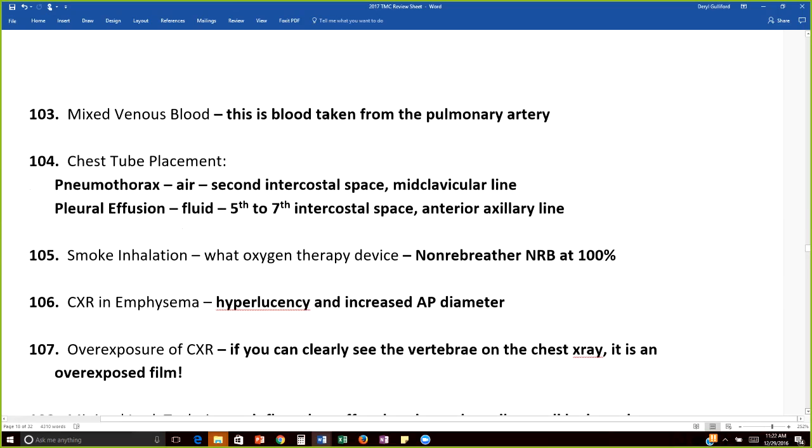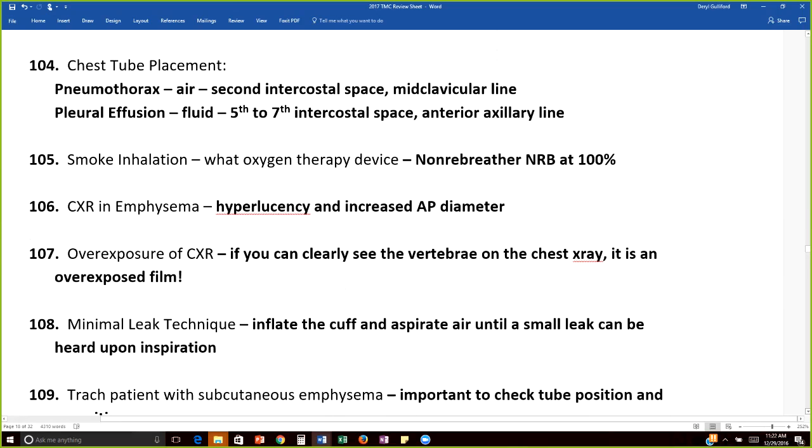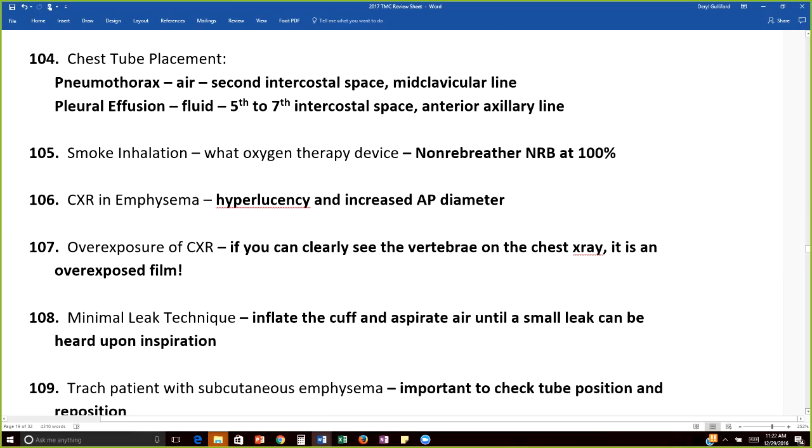Mixed venous blood, we already mentioned. Chest tube placement. Okay, this is important. If the chest tube is for air, then we go in at the second intercostal space at the midclavicular line. If it's a pleural effusion, that means fluid, then we go the 5th to 7th intercostal space at the anterior axillary line.